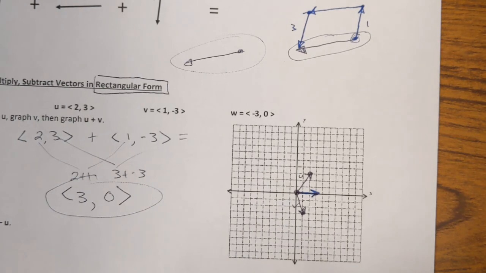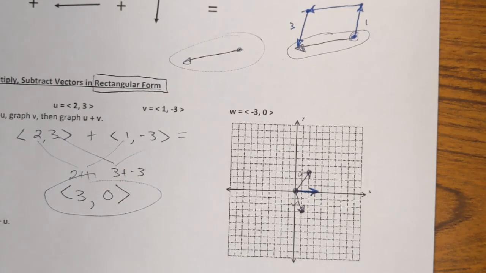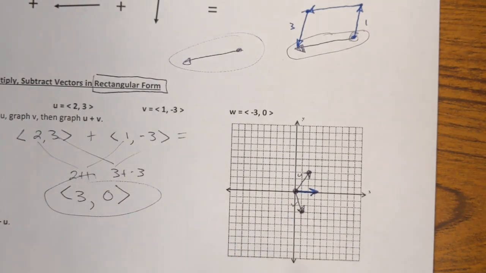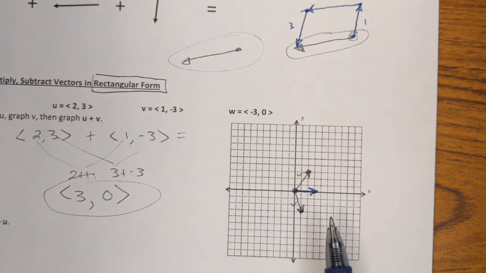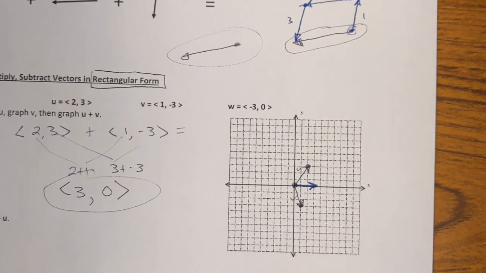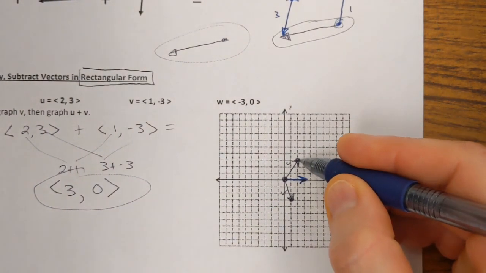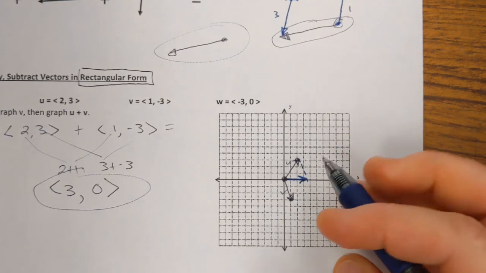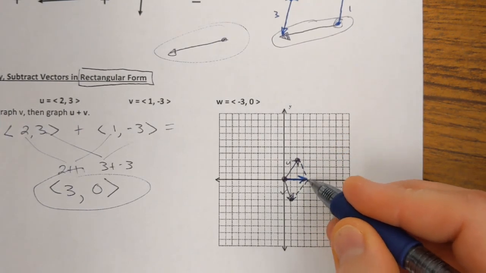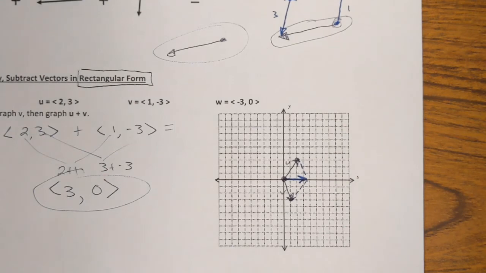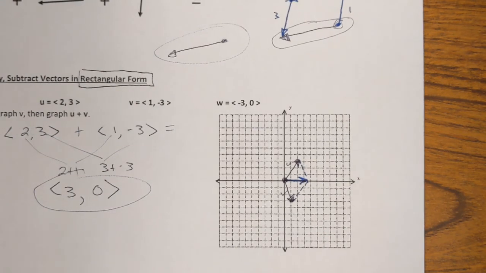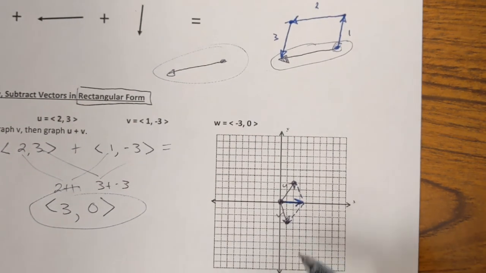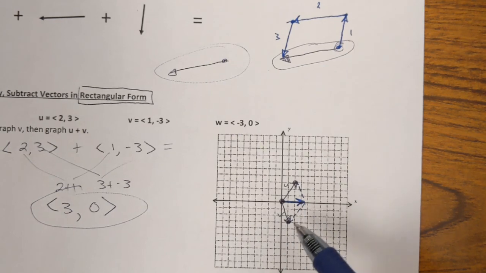Now, one thing that's kind of interesting, when you add vectors together, and I think it especially shows on a rectangular plot, if you were to connect all of the tails of these vectors together, you're always going to get a perfect parallelogram. This is something that always happens.